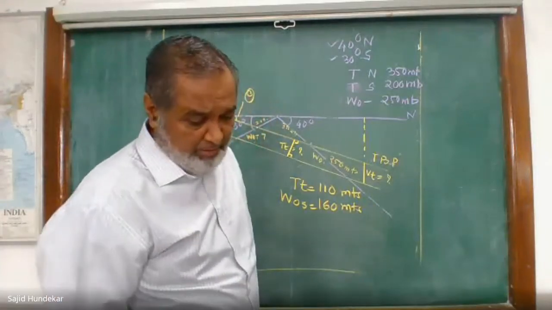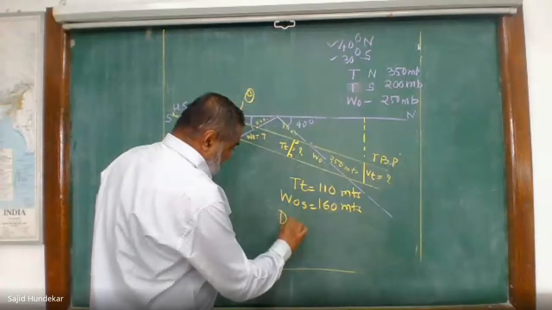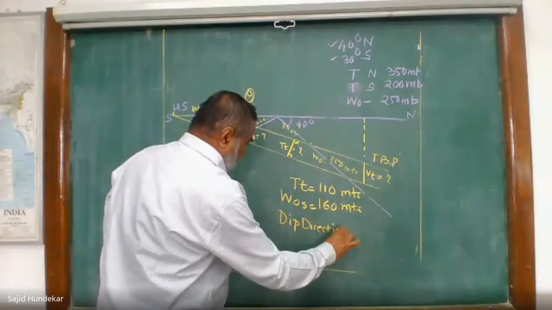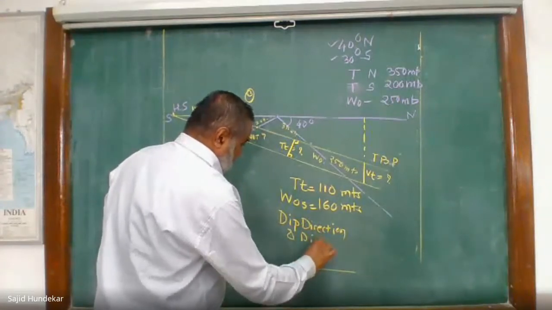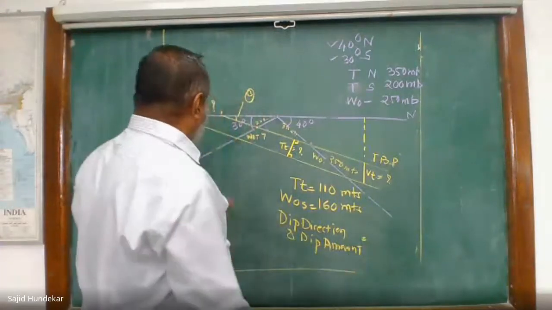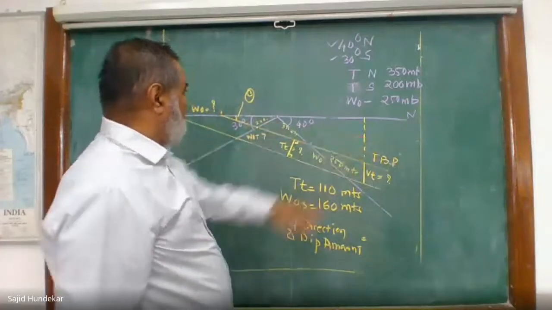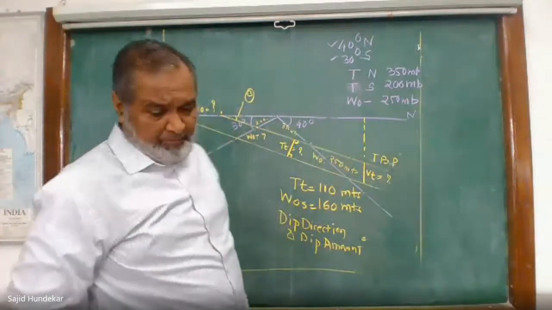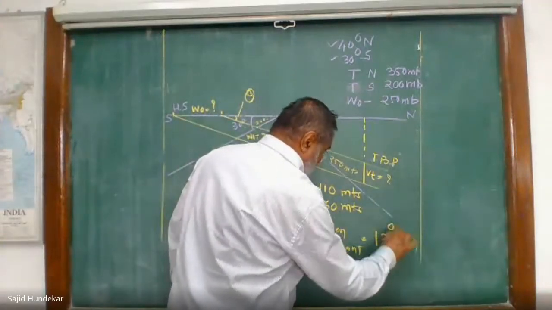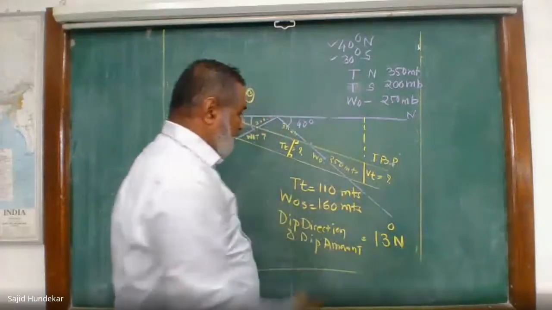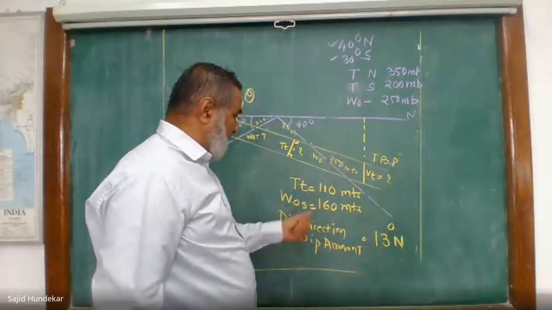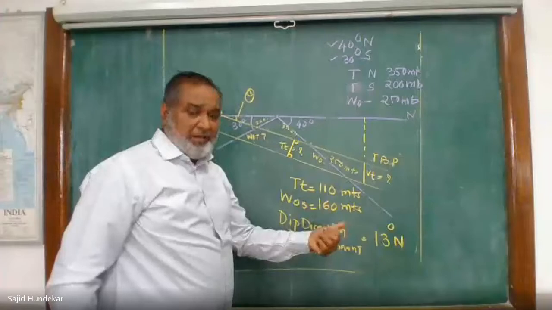And the third one, dip direction and dip amount. It will be now, see which side it is there. It is towards north. You have to measure this one. That is 13 degrees towards north. It should be 13 degrees. If you don't get 13 degrees, the answer will vary. If you get 12 degrees, then true thickness, vertical thickness will vary. If you got 14 also, they are going to vary.